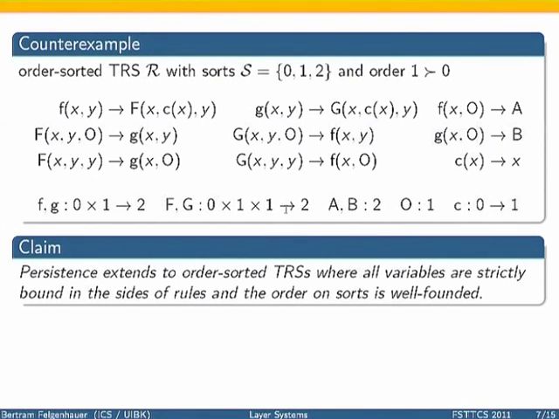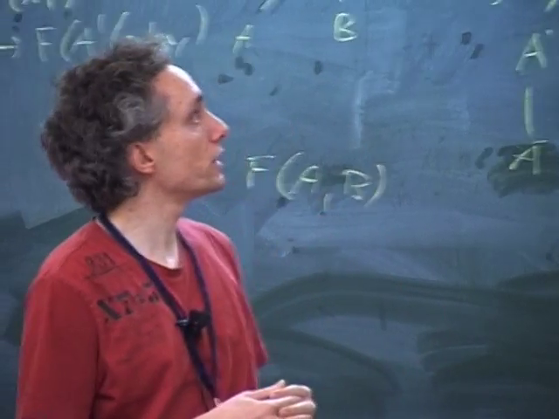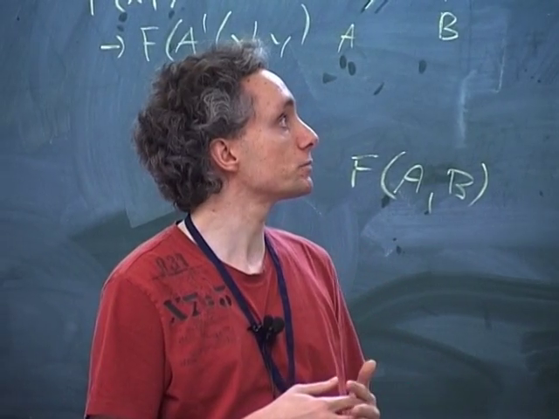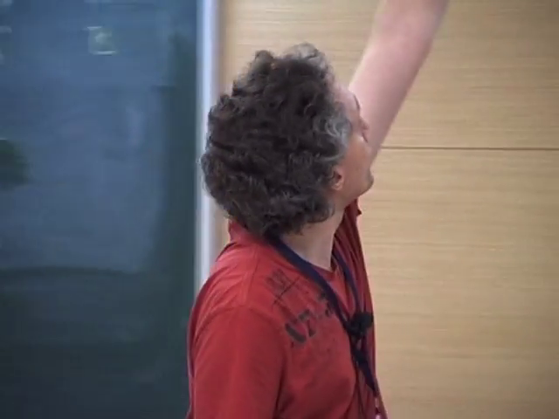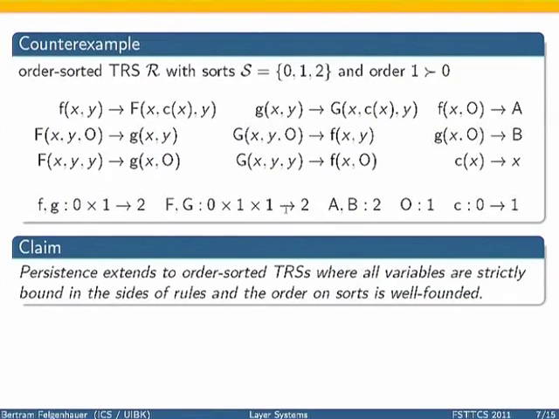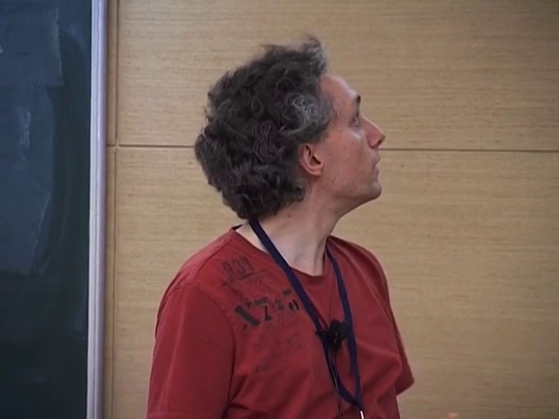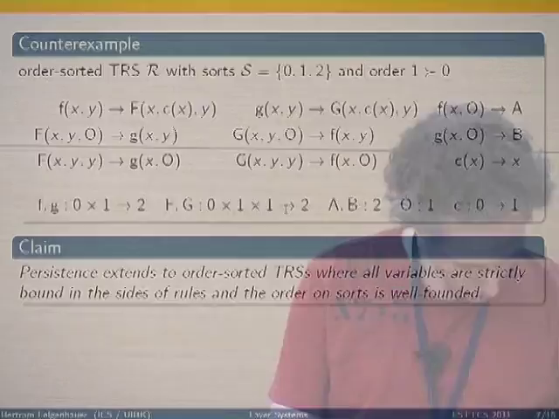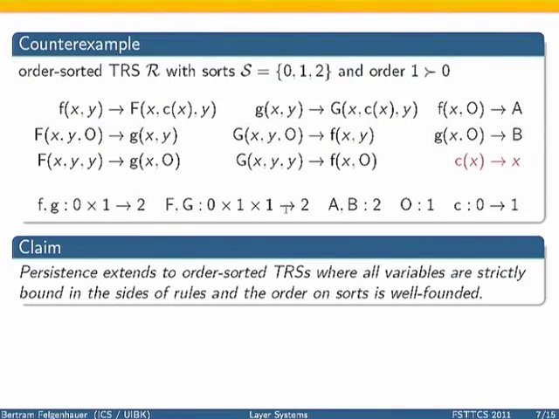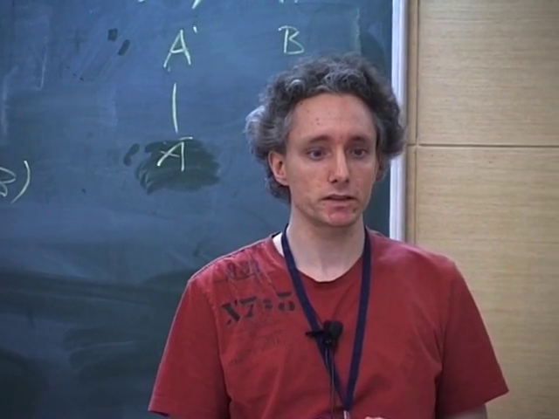On the other hand, for this claim on order-sorted TRSs, we have a counterexample. So here we have a rather huge term rewrite system. And there's some symmetry in the rules here. For each rule in the left column, the rule in the right column is obtained by replacing F by G and G by F. And well, it turns out that all requirements are satisfied. In fact, except for the last rule, this is a many-sorted TRS.